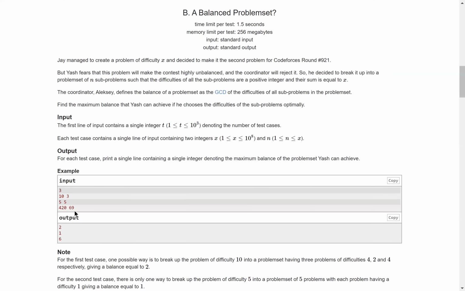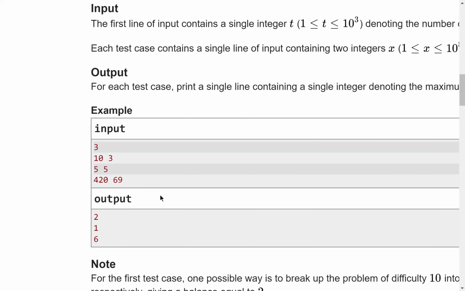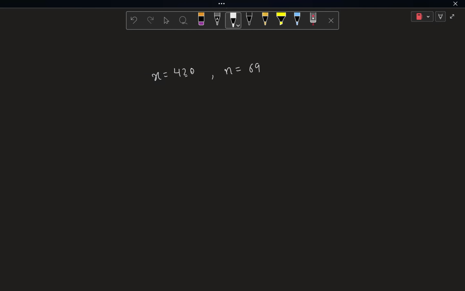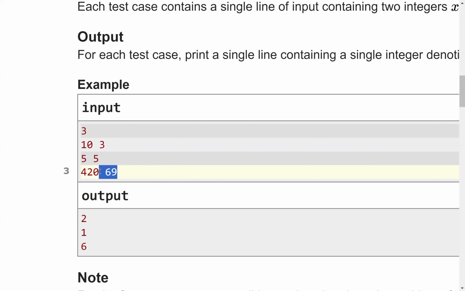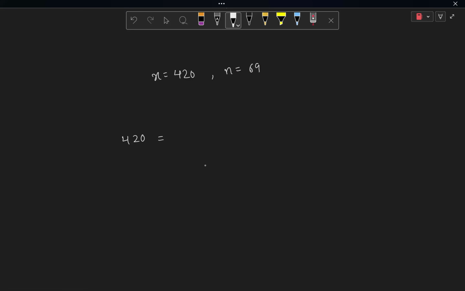As an example, the hint I got from the example test case here is this one, 420 and 69. If x is equal to 420 and n is equal to 69, what can I do? In what numbers can I divide this 420? For 69, I don't really know what to do. I just know that the answer would come up to be 6, but I don't really know how they did this. Can I make the example test case simple for me?